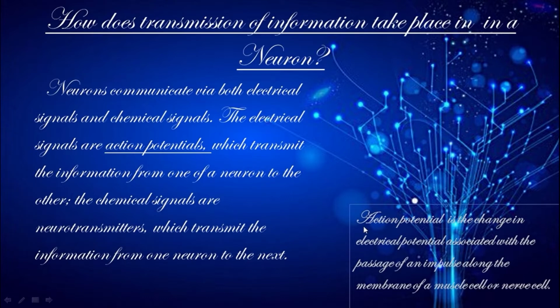Now, what is the action potential? The action potential is the change in the electrical potential associated with the passage of the pulse along the membrane of the muscle cell or the nerve cell. Since it is a physics term, that is the electrical potential, let me just say to you in a short form that the electrical potential is nothing but the change in the charges from one end of the wire to another. This is in the case of a neuron.